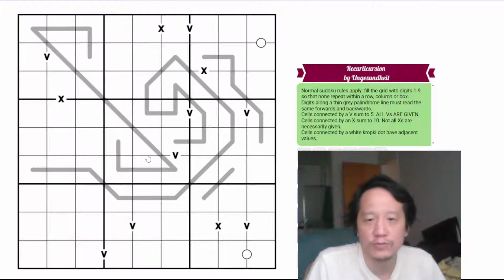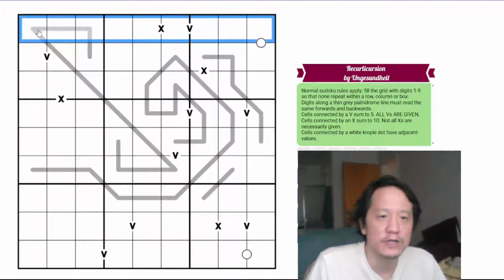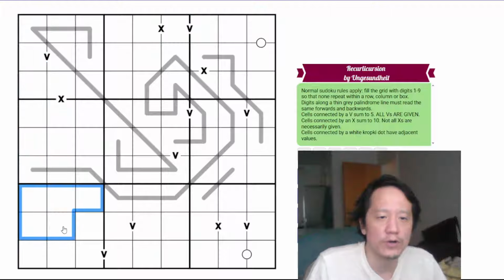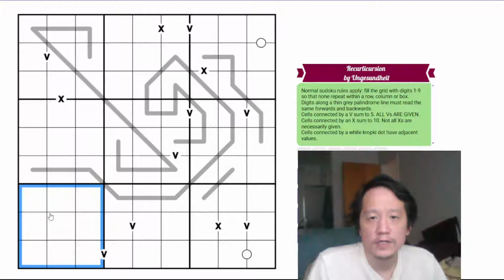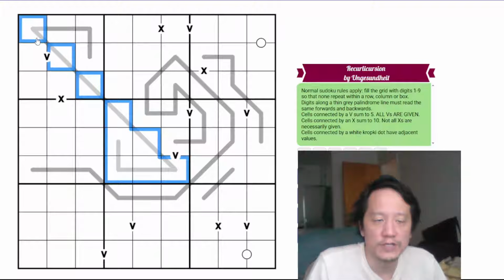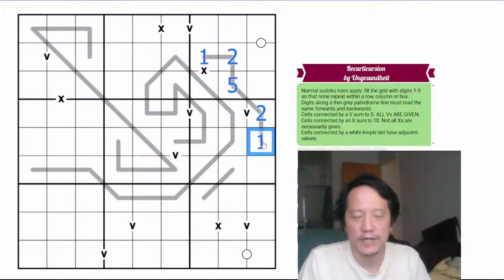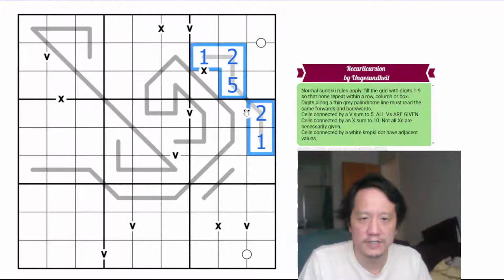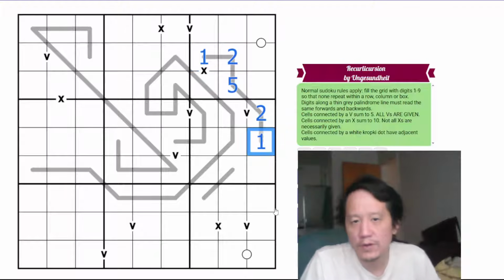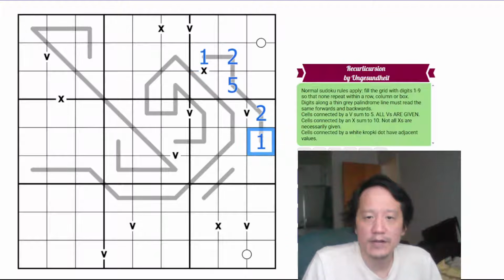And here are the rules. Normal Sudoku rules apply, which means fill the grid with the digits 1 through 9 so that none repeat within a row, a column, or a box. Digits along a thin gray palindrome line must read the same forwards as backwards. So for example, this could be 1, 2, 5, 2, 1, and it reads the same forward as it does backwards here. So that's how palindrome lines work.